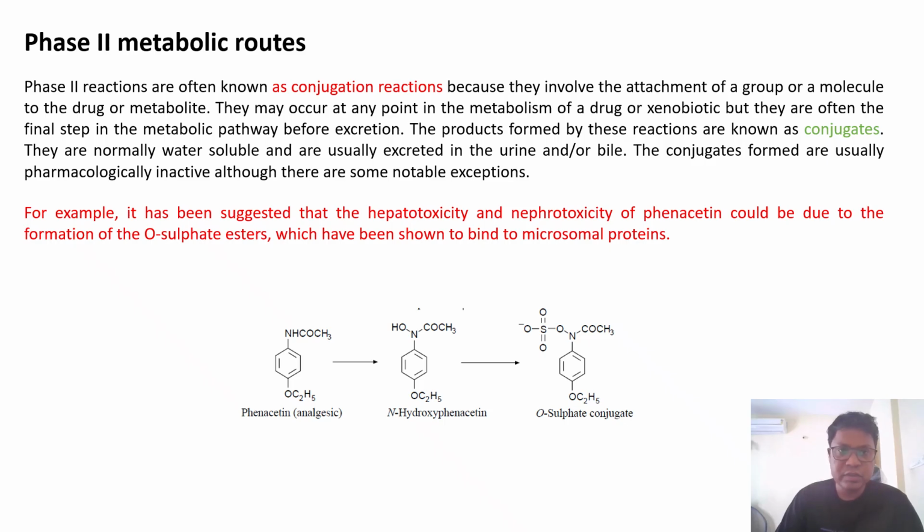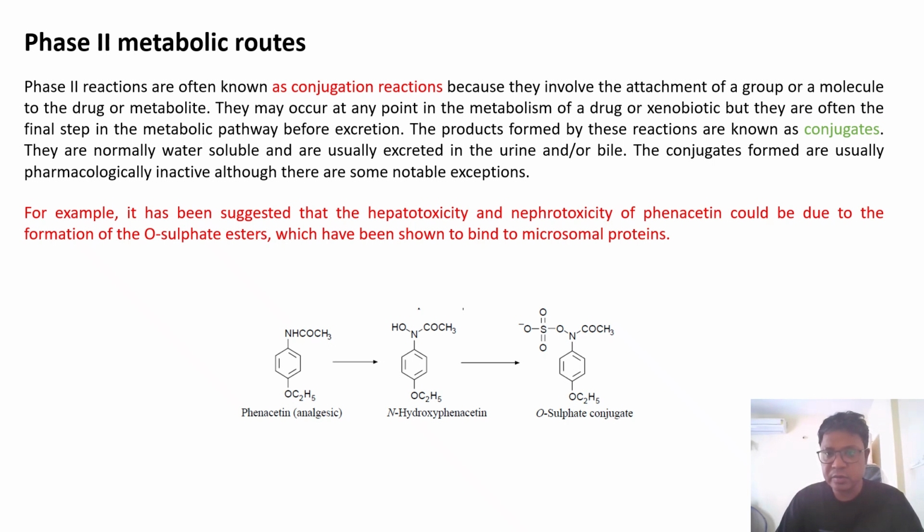Phase two. Most phase two reactions are conjugation reactions because they involve the attachment of a group or a molecule to the drug or metabolite. They may occur at the point of metabolism of a drug or xenobiotic, but they are often the final step in the metabolic pathway before excretion. The products formed by these reactions are known as conjugates. They are normally water soluble and are usually excreted in the urine or the bile.